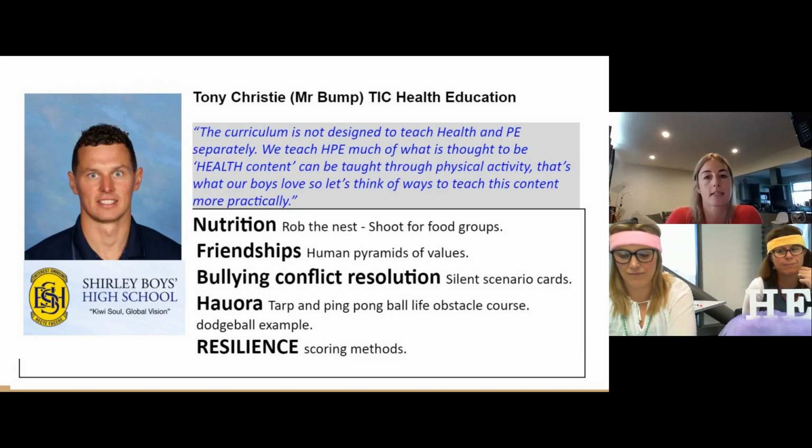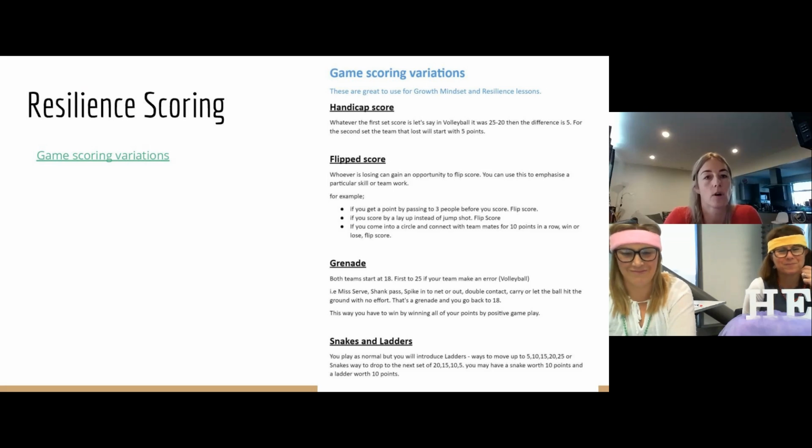And then resilience, this is one of my favourite ones I actually got it from a volleyball coaching PD that I attended a couple of years ago. And it looks at different scoring methods. And I really like this because your units, nothing really needs to change, but the way that you score can really bring out the resilience and the growth mindset stuff.